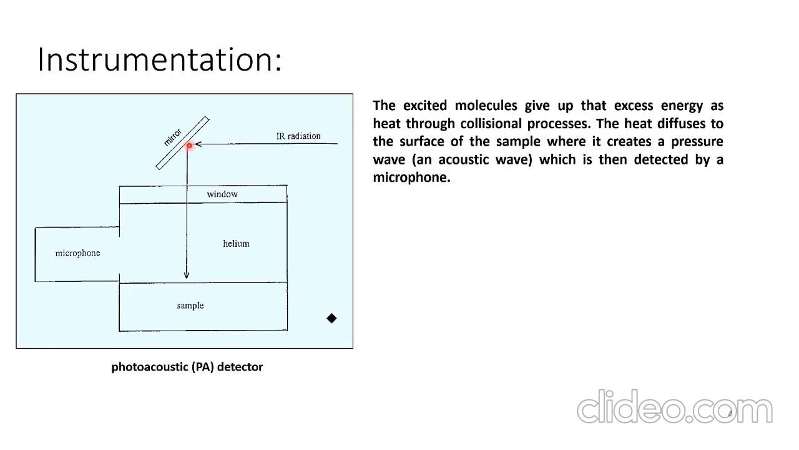Then the wave will hit the sample, and after hitting the sample, some of it will get absorbed and some of it will get dissipated. In the helium atmosphere, it is getting dissipated. The excited molecule gives up that excess energy as heat through collisional processes, and the heat diffuses to the surface of the sample where it creates a pressure wave or acoustic wave, which is then detected by the microphone, or a detector.